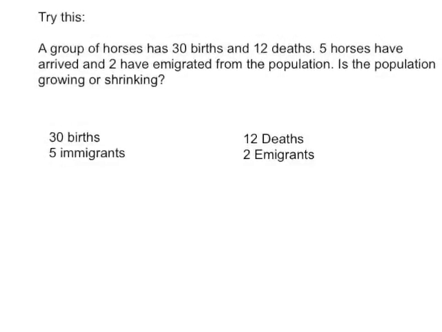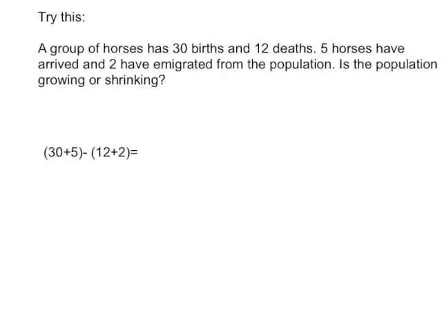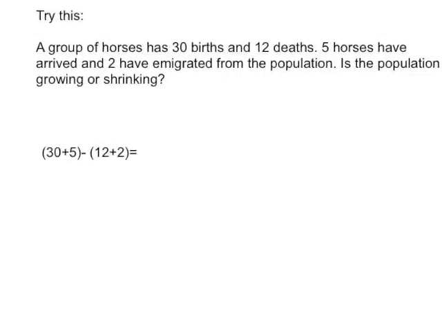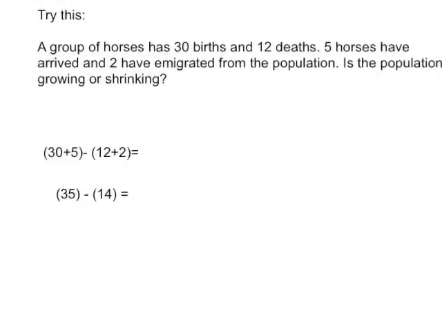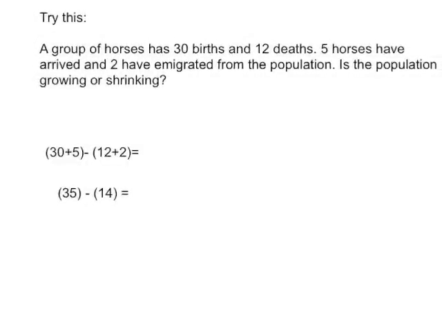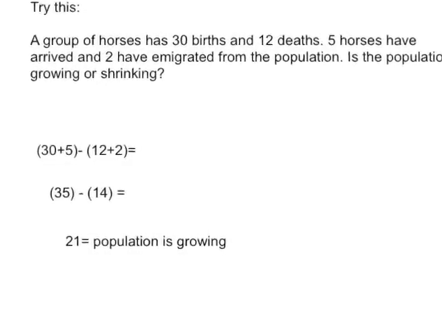If we set up our equation, we see that 30 plus 5 minus 12 plus 2. 30 plus 5 is 35, minus 12 plus 2, which is 14. The final amount is 21, which means the population is growing.